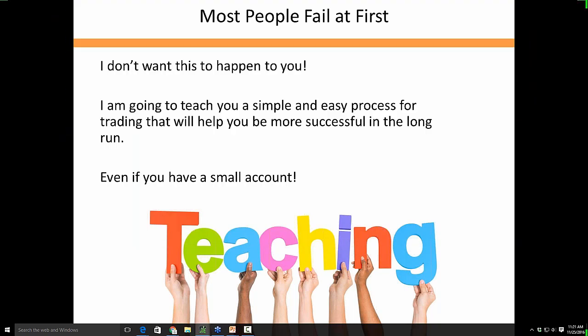Starting from scratch. Maybe you start from scratch today. Maybe you start from scratch January 1st. But taking what you normally trade and scaling it back.